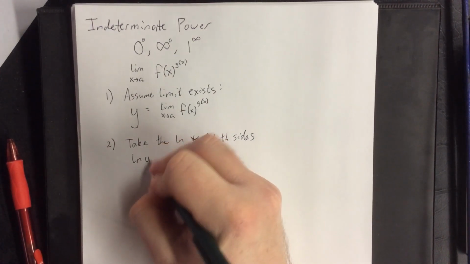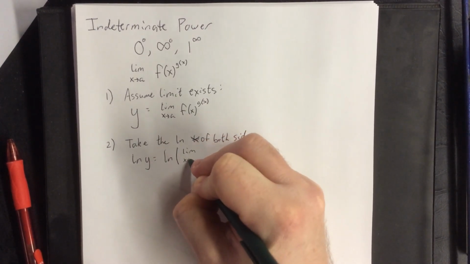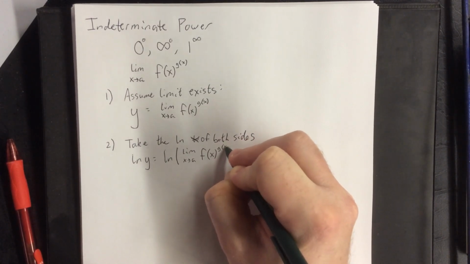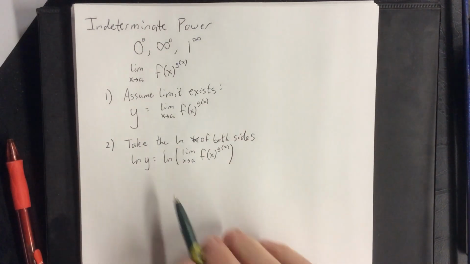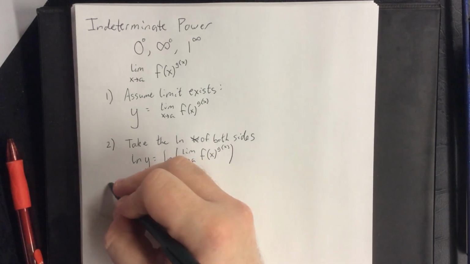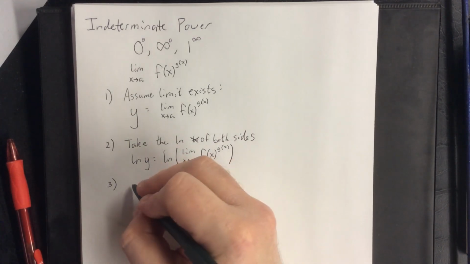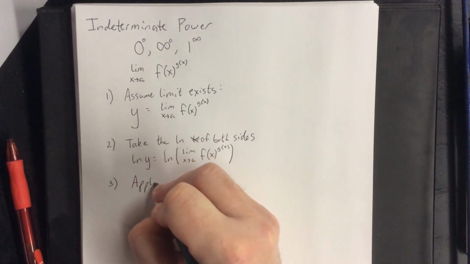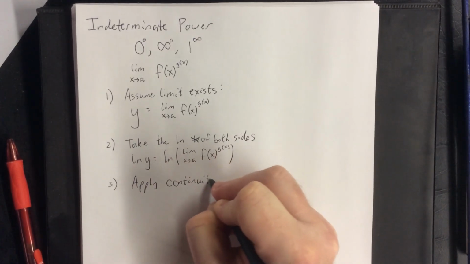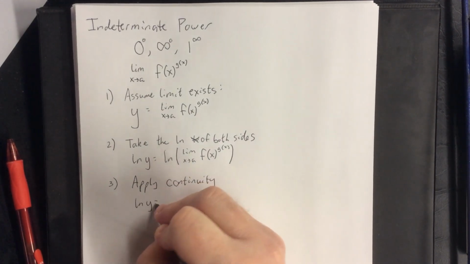Left-hand side becomes natural log of y. Right-hand side becomes the natural log of the limit as x approaches a of f of x raised to the g of x power. Now the idea is I want the natural log to apply to just this portion without the limit, which means that I will need to apply a limit law to move the limit to the outside. And that limit law comes from the definition of continuity. You can refer back to section 2.5 if you'd like to take a look at that particular limit law.